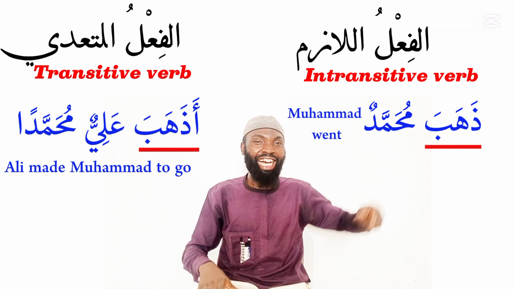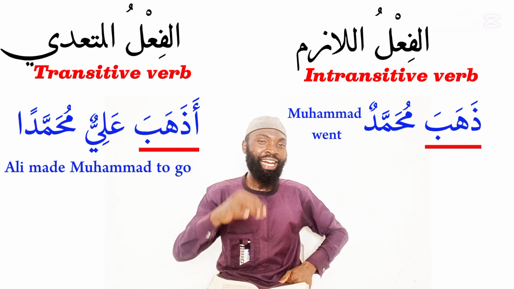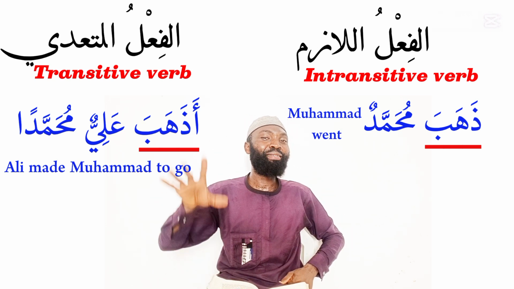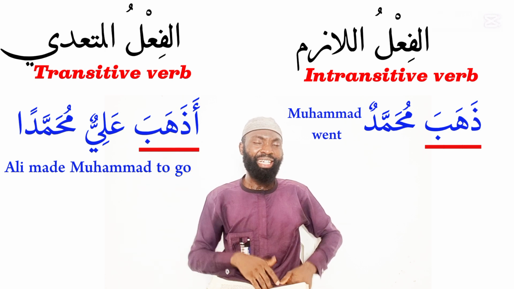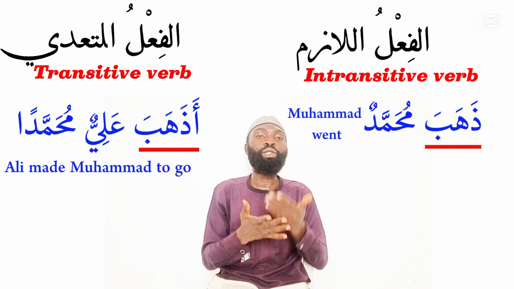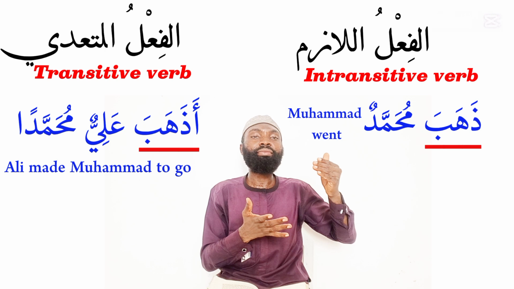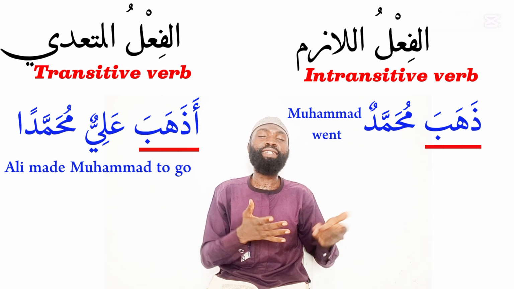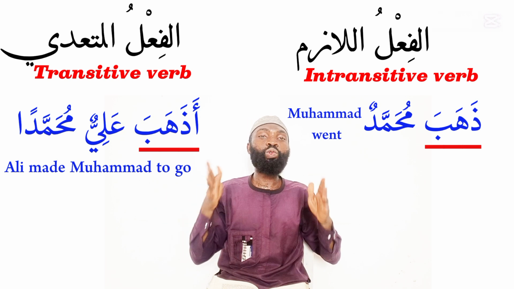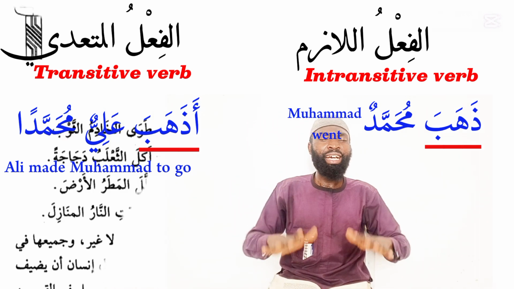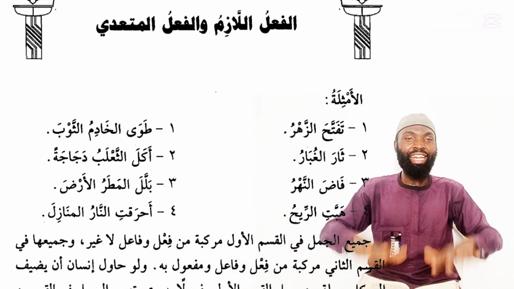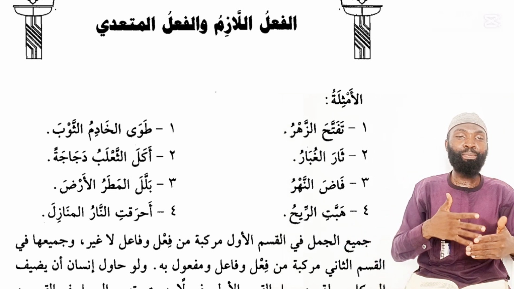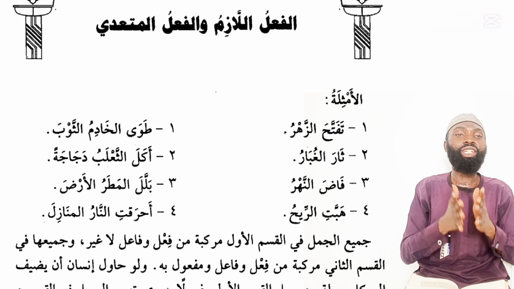Can you see? Now this verb adhaba requires an object, and the object, maf'ul bih, of the sentence is now Muhammad. There are other ways we can also make a verb change from intransitive to transitive, but we will come to it in future, inshallah. Now let's come back to our book An-Nahwul Wadih in order to see lots of other examples and the deeper explanation of this topic.